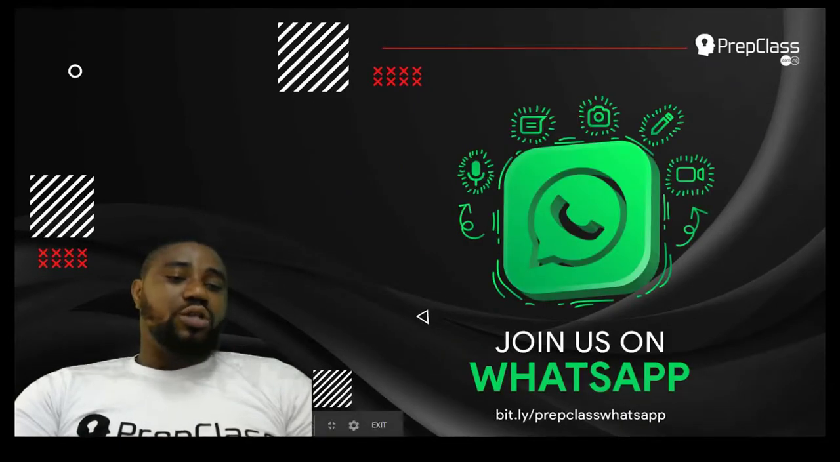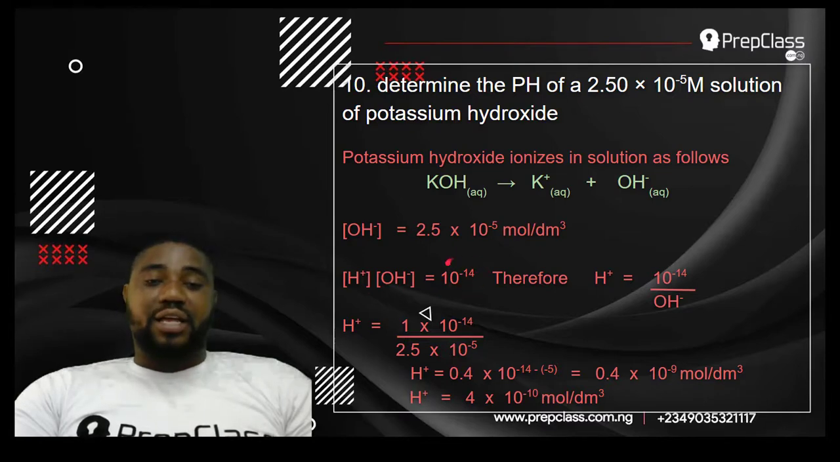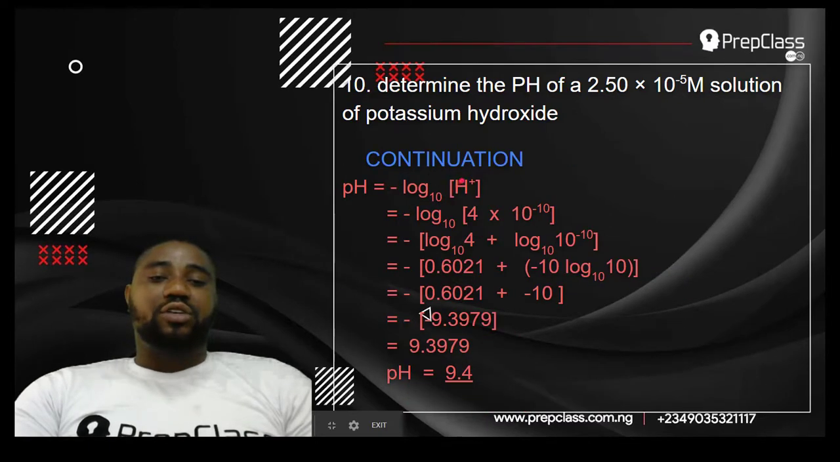So you see how we got our pH as 9.4. We first of all use this equation to get the hydroxyl ion concentration. From there, we use our hydrogen ion times hydroxyl ion equals 10 to the power minus 14. So remember, I told you to write this formula: hydrogen times hydroxyl is 10 to the minus 14. Make hydrogen ion subject of formula: 10 to the power minus 14 divided by OH. So this divided by this, we got 4 times 10 to the power minus 10 hydrogen ion. So pH is negative log hydrogen ion, minus log 4 and so on.